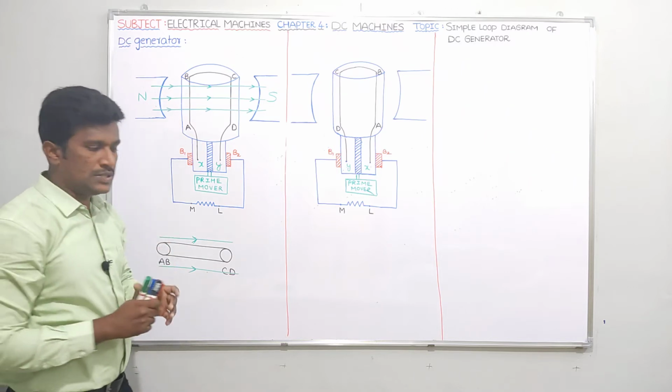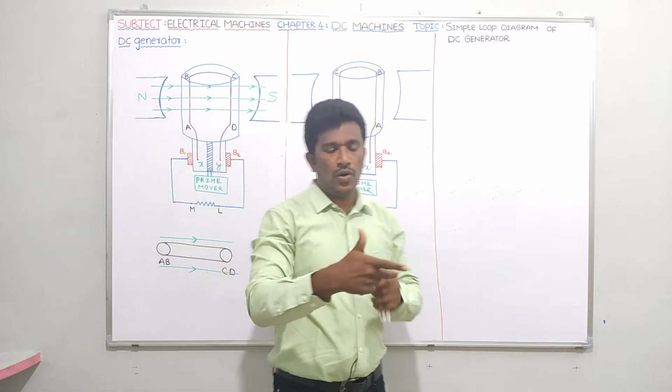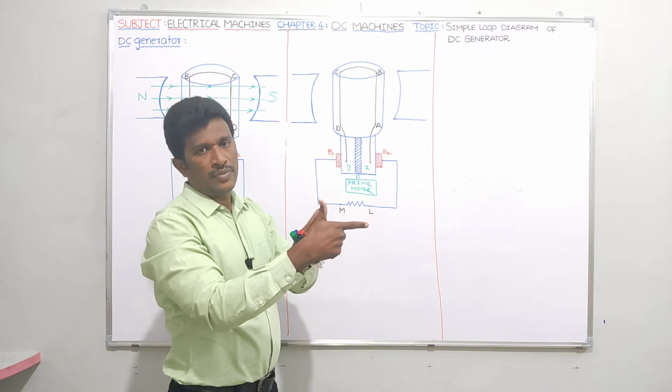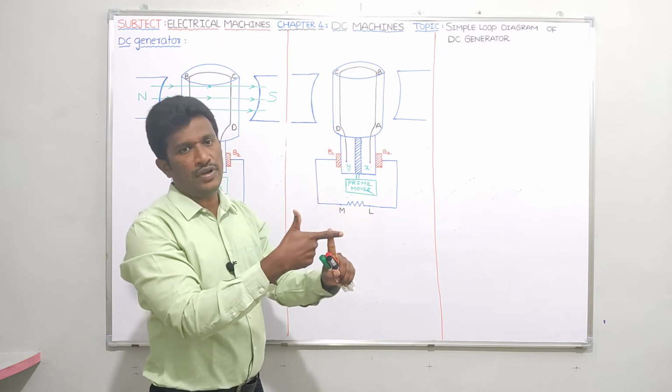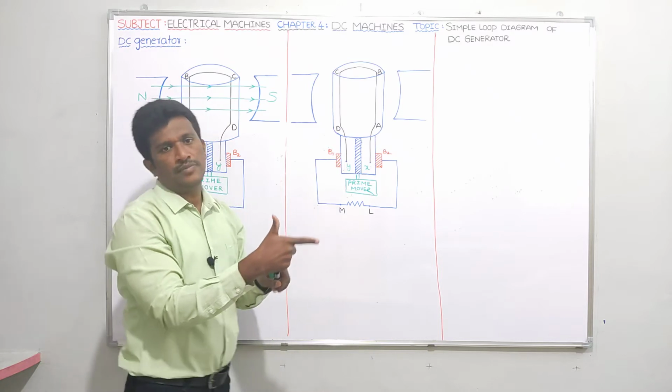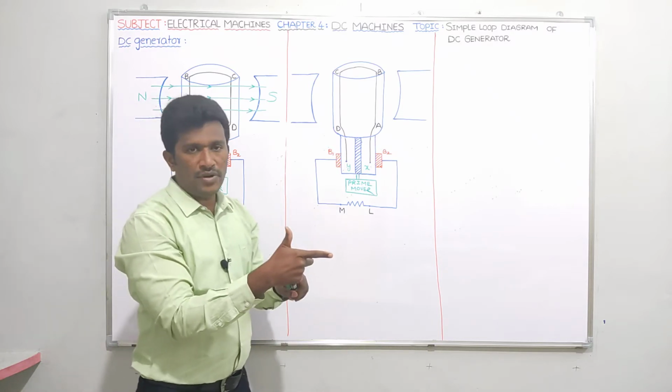Fleming's right hand rule means, please try to see here. In Fleming's right hand rule, this thumb indicates what? Direction of motion of the conductor. Forefinger, direction of magnetic field. Center or middle finger, direction of EMF or current induced.